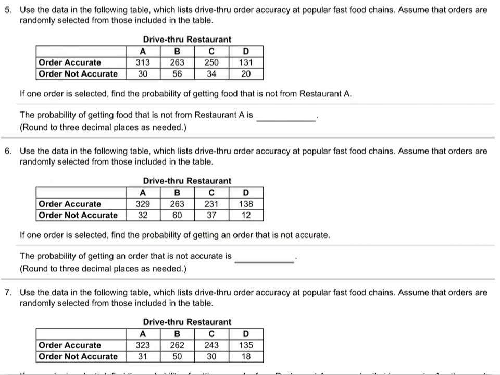They're going to give us these tables now about drive-through restaurants and the percentage of things. Drive-through restaurant A got 313 accurate, 30 not accurate, and then B, C, and D. If one order is selected at random, find the probability of getting food that is not from restaurant A.